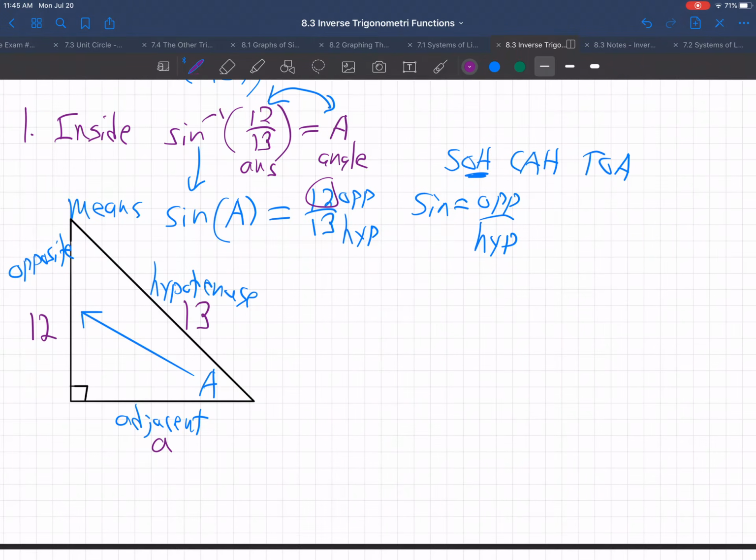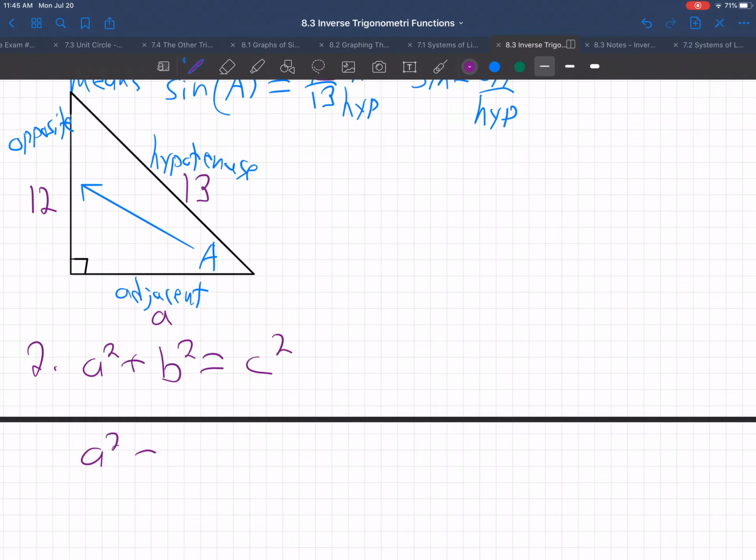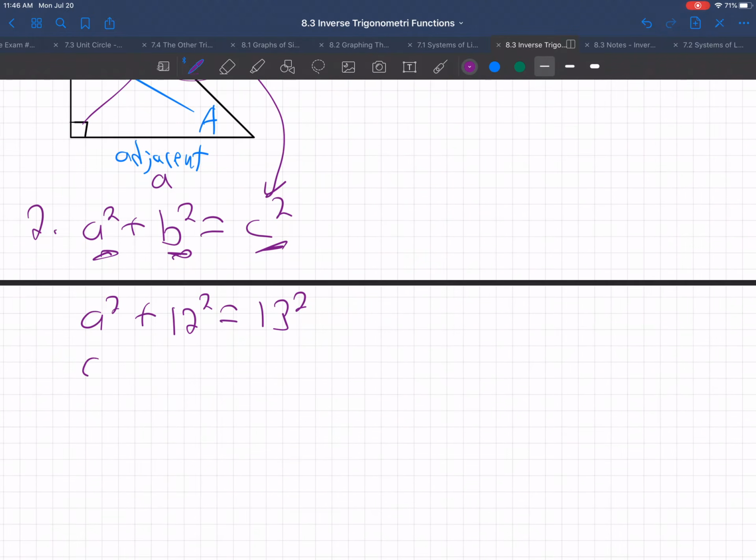So then step 2 is use the formula a squared plus b squared is c squared, the Pythagorean theorem. So we go a squared plus 12 squared is 13 squared. Remember, the hypotenuse has to be the c, because that's the longest side. A squared and b squared add up to be c squared. The hypotenuse is always the longest side in a right triangle. So there we go. Let's solve for a.